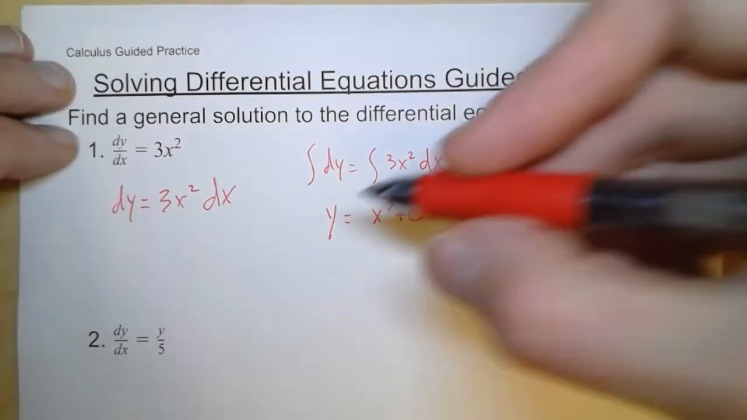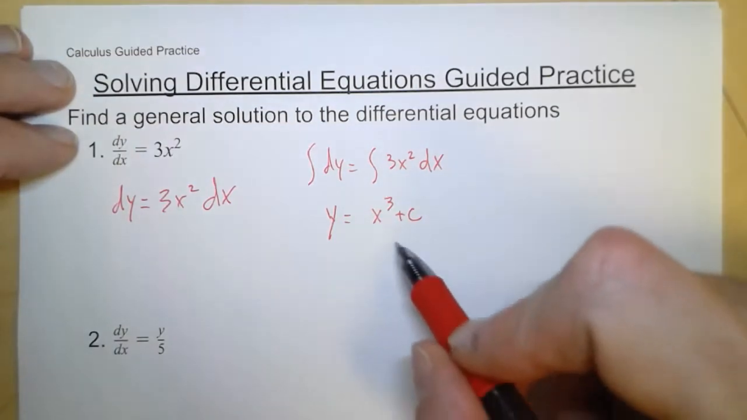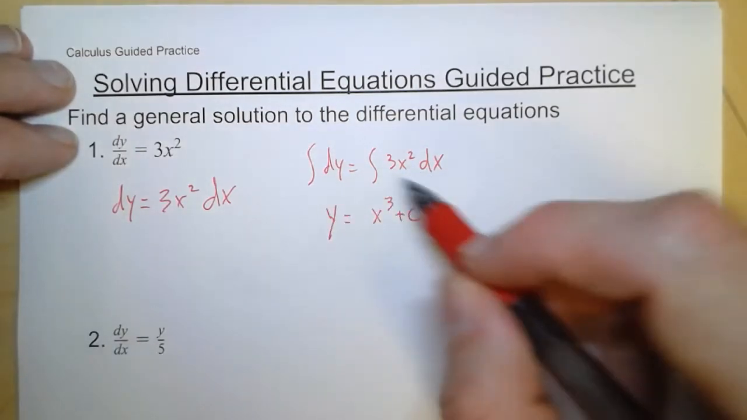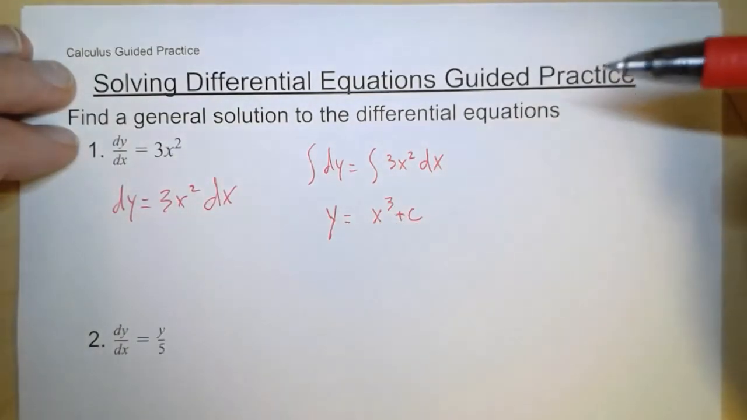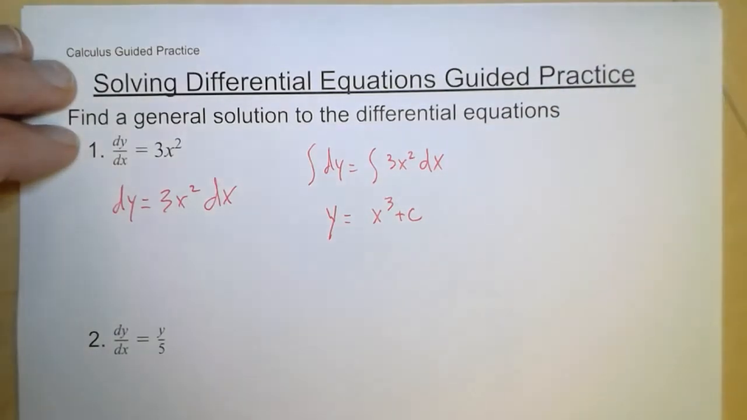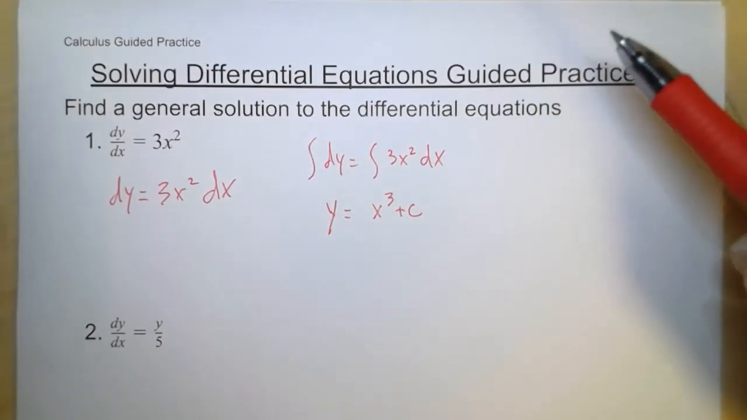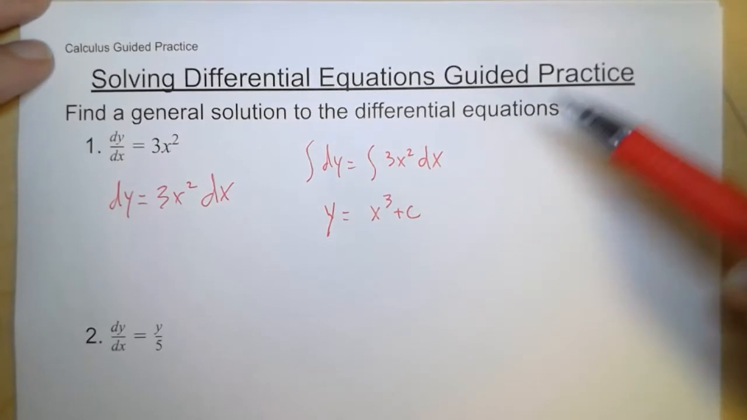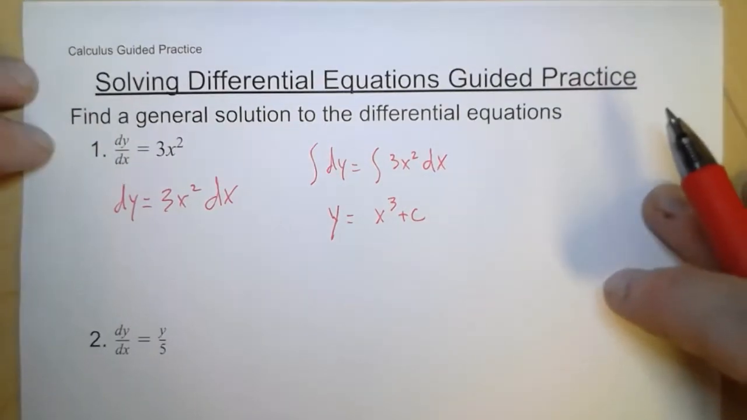Here we don't have to worry about step 3, because y is already by itself. So this equation is a general solution for this differential equation. It's a general solution because we have this plus c involved. We don't know what c is. It could be anything because we don't know any more information about what it ought to be. When you are given a specific point that the function should go through, then that becomes a particular solution. But for this video, we're going to have them all be general solutions.